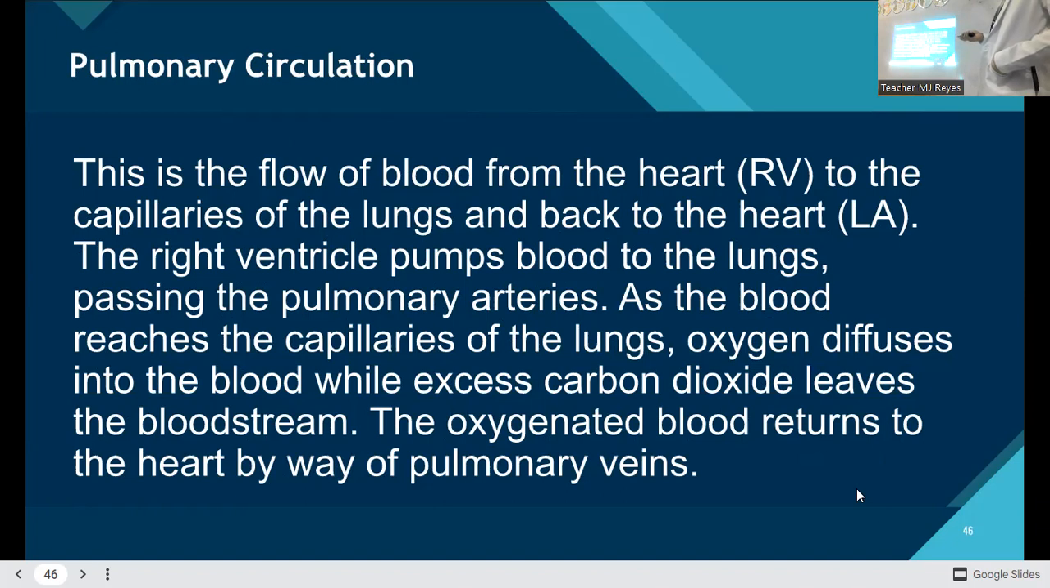The right ventricle pumps blood to the lungs, passing to the pulmonary arteries. As blood reaches the capillaries of the lungs, oxygen diffuses into the blood while excess carbon dioxide leaves the bloodstream. The oxygenated blood returns to the heart by way of the pulmonary veins. This is the only vein that carries oxygenated blood.